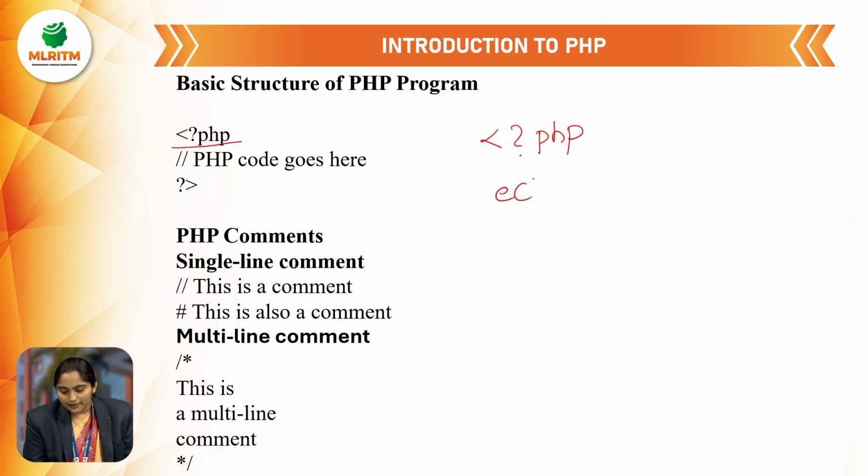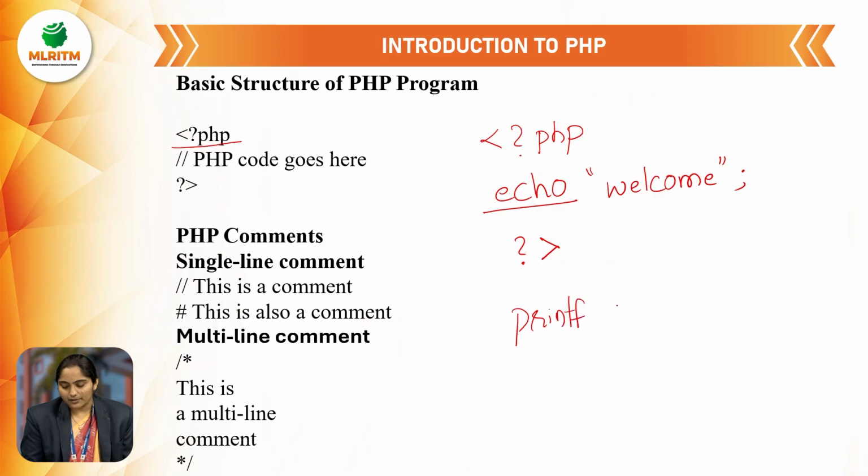As we already know, every PHP script starts with an angular bracket, question mark, and php. Here I am using echo, as I want to print a welcome message on the screen, so I have written welcome here. After that, the PHP script ends with a question mark and angular bracket. Echo is a keyword used to print output on the browser. It works the same as the printf function in the C language.